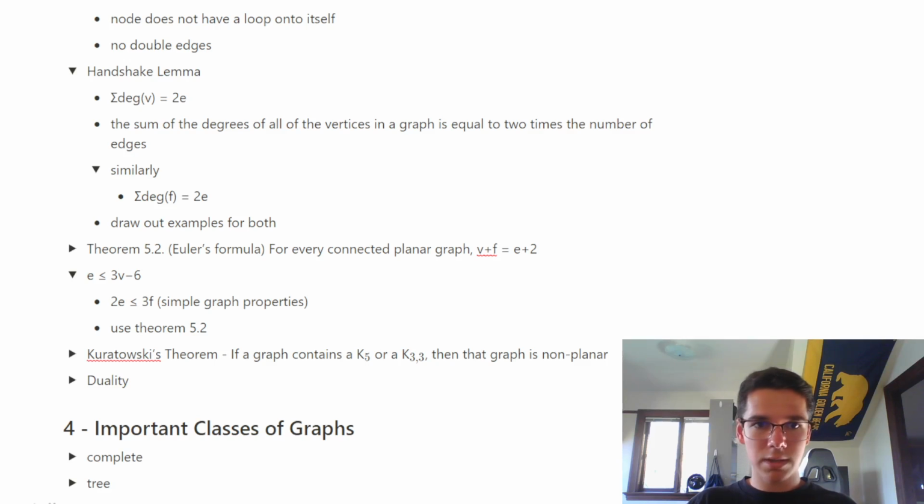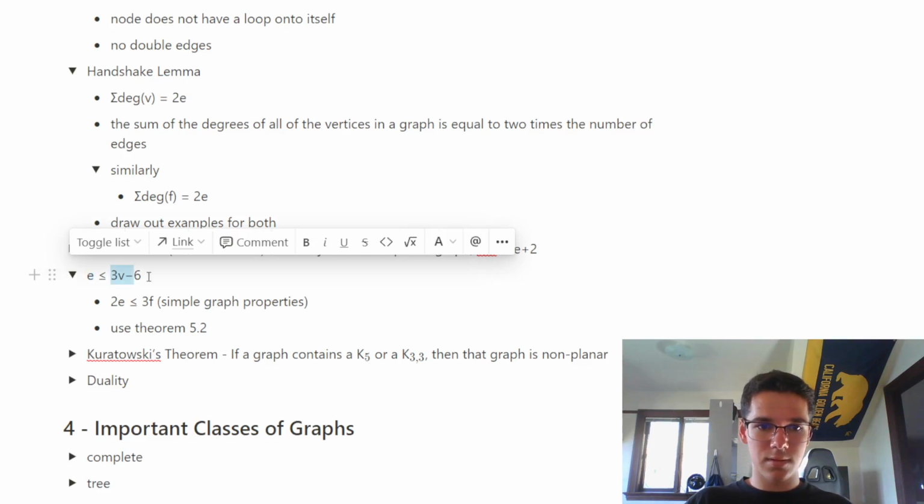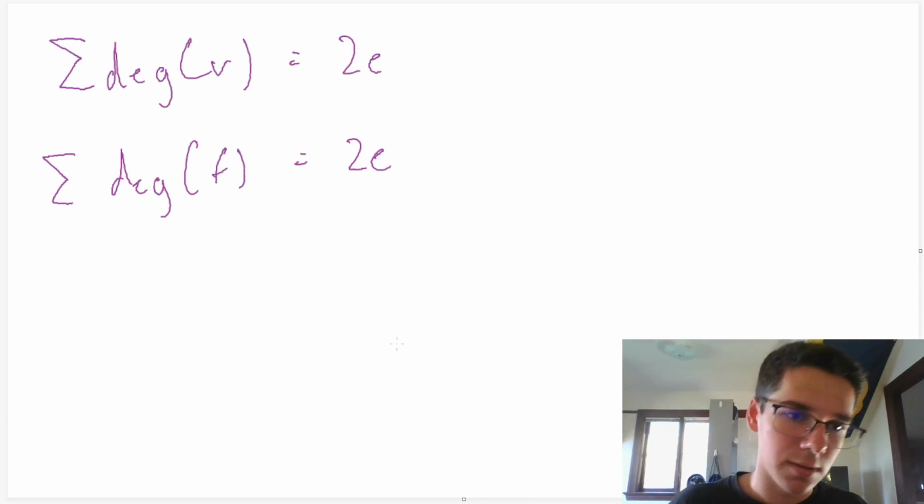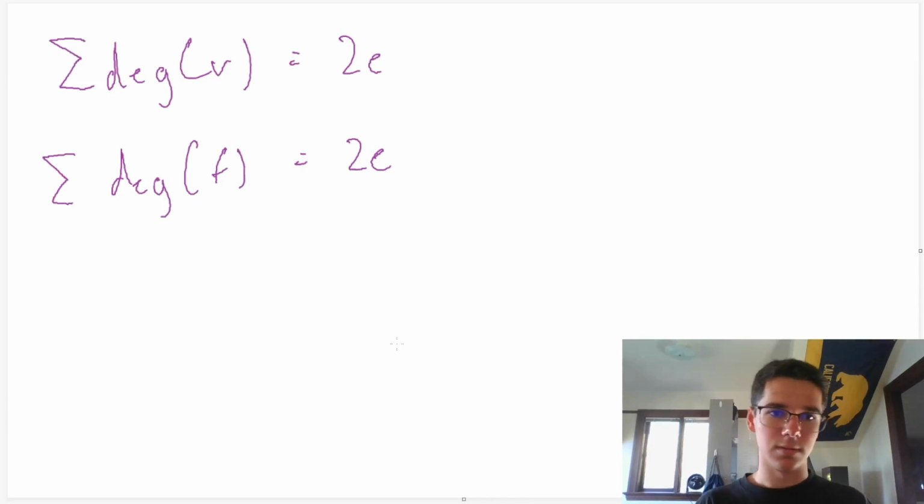Okay, so we're actually going to use some things that we talked about earlier to prove this next piece, which states that the number of edges is less than or equal to 3 times the number of vertices minus 6. Let me draw some things really quick. As we saw under the handshake lemma, these two properties are true. The sum of the degrees of all the vertices in our graph is equal to 2 times the number of edges, and similarly the sum of the degrees of faces in our graph is equal to 2 times the number of edges.